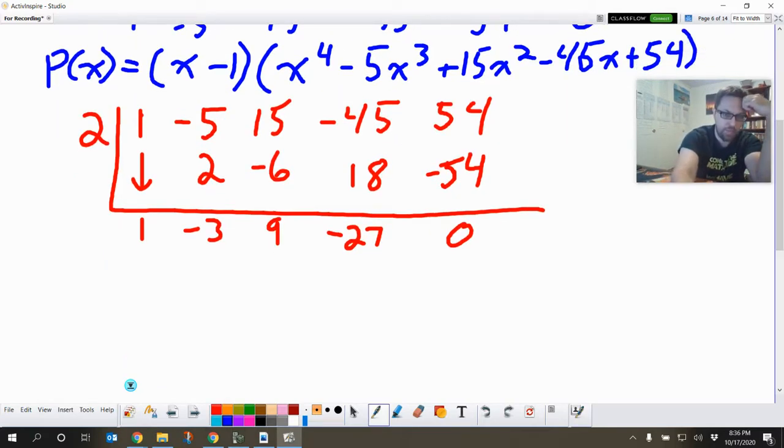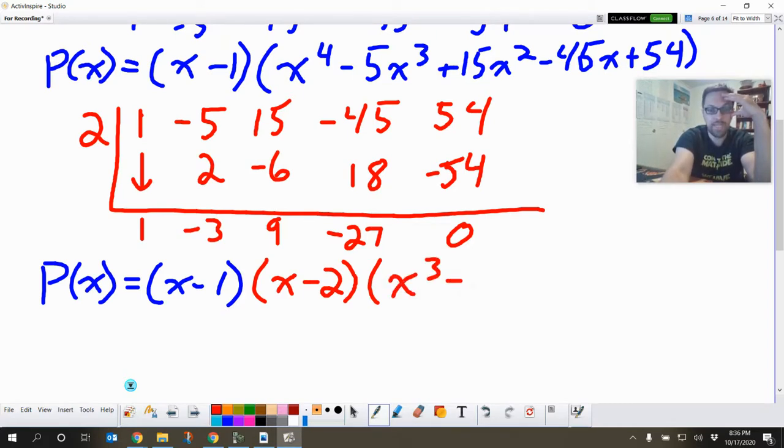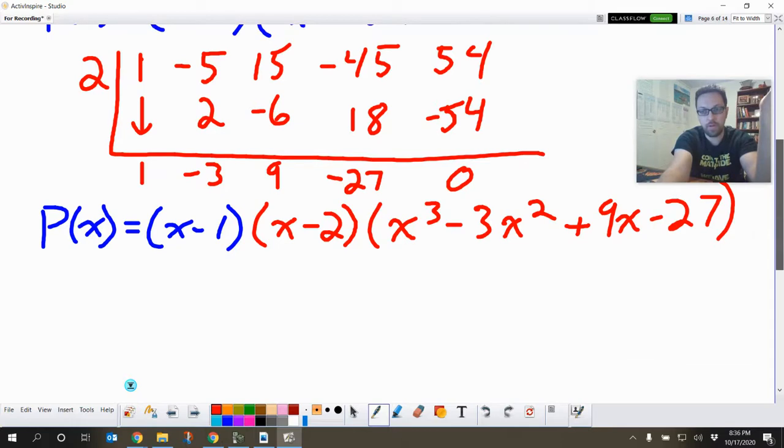So now how is P of x looking? We still have our x minus 1, but now we have our new one of x minus 2, and our degree dropped down by 1. So now we have x cubed minus 3x squared plus 9x minus 27. All right, now I know I've got one more 0 of 3, but I'm going to take another look at my graph.